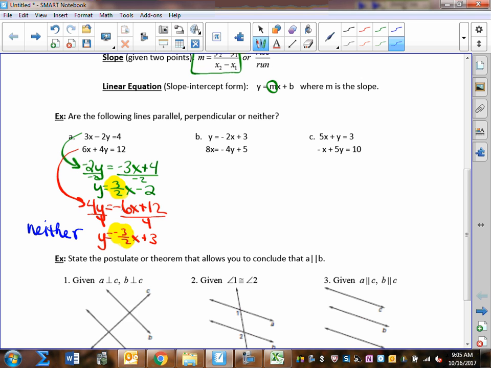Alright. I want you to go ahead and try B and C there. See what you get for those. Again, find out what each of those equations are in slope-intercept form, and then compare from there.